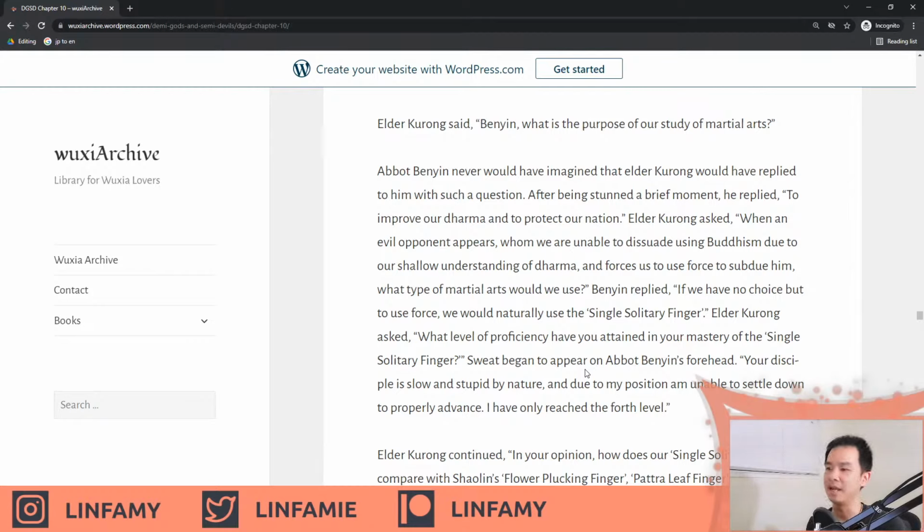Elder Kurong asked, What level of proficiency have you attained in your mastery of the Yi-Yang finger? Sweat began to appear on Abbot Bunyin's forehead. Your disciple is slow and stupid by nature, and due to my position, I am unable to settle down to properly advance. I have only reached the 4th level.